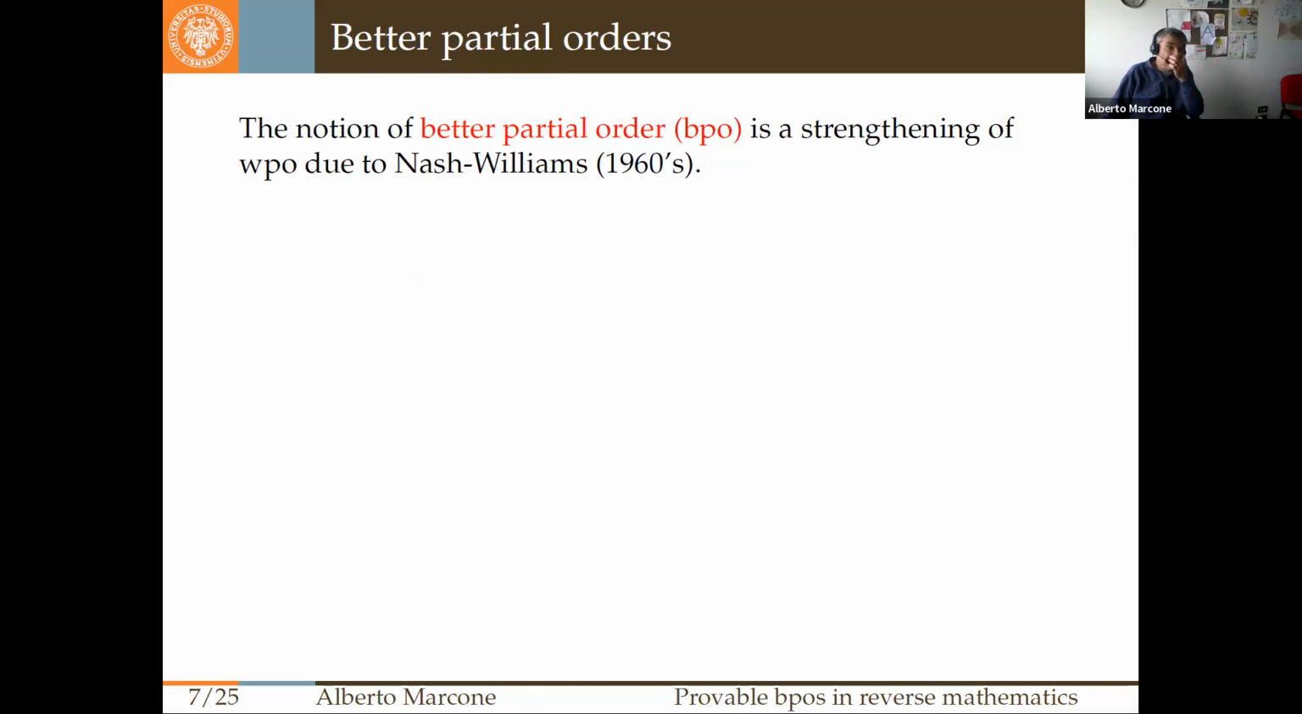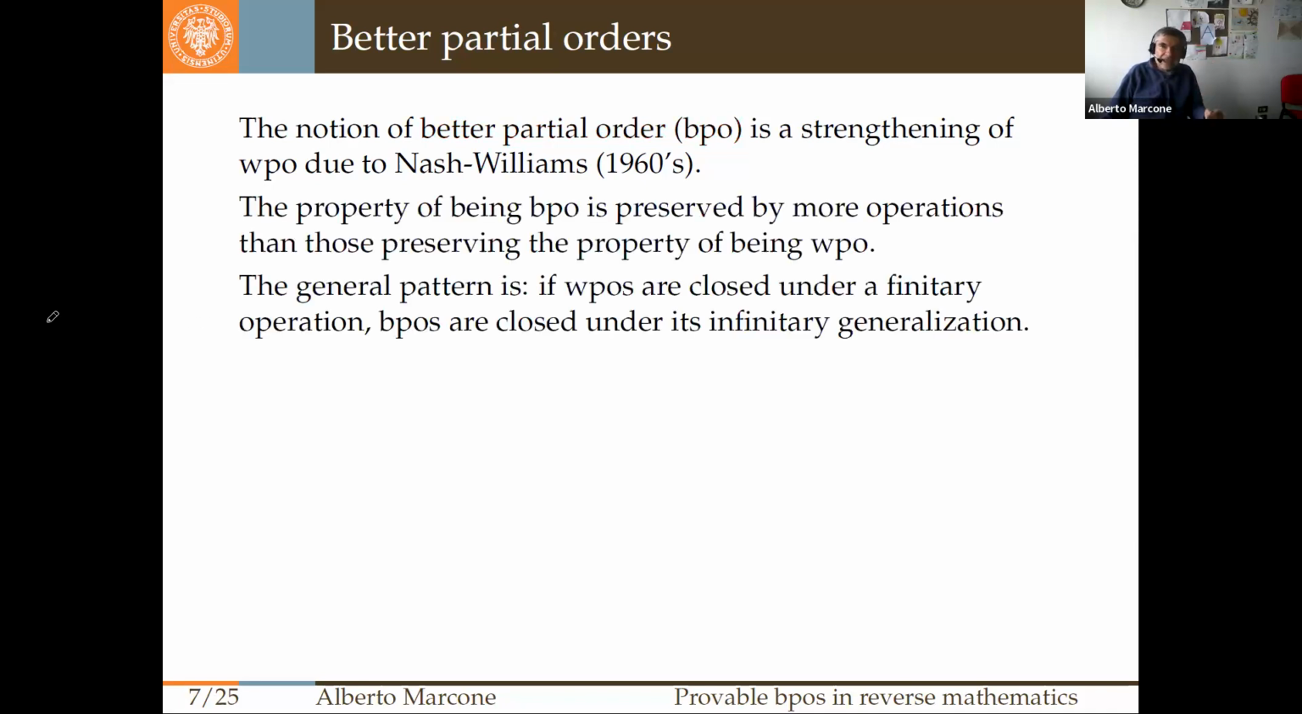And it's a bit technical, but since I will be talking about better partial orders, I felt we needed to give a complete definition of better partial order, which will take a few minutes to be introduced here. So the general idea is that the property of being a better partial order is preserved by more operations than those that preserve just the property of being WPO. And this is helpful when you try to prove that something is a well partial order. Actually, sometimes it's easier to prove that it's a better partial order because of these better closure properties.